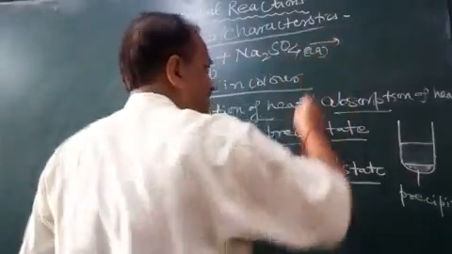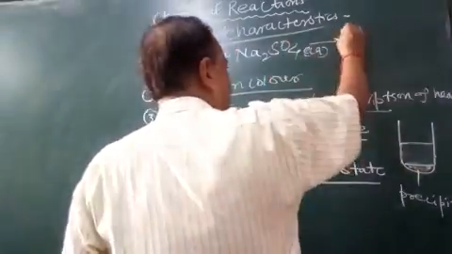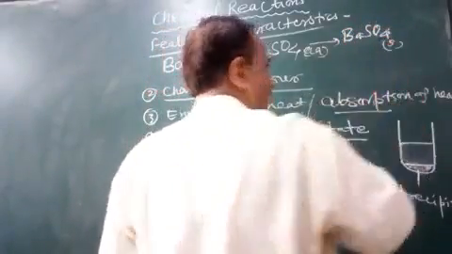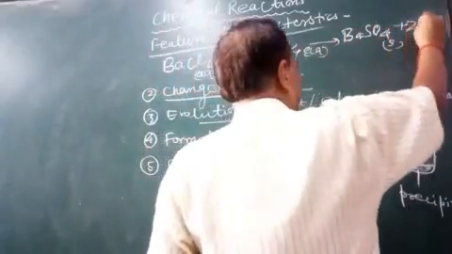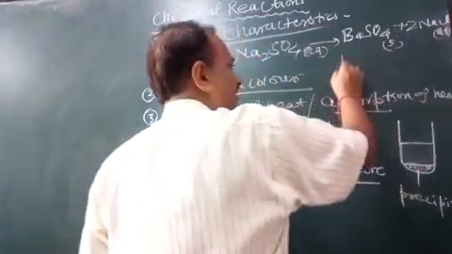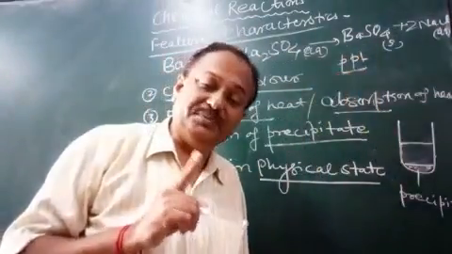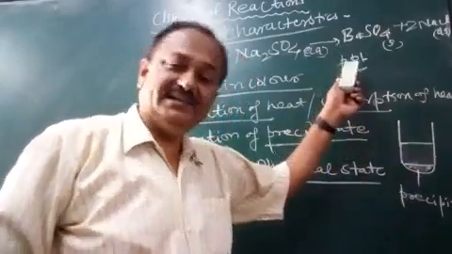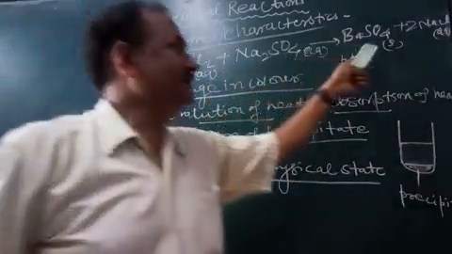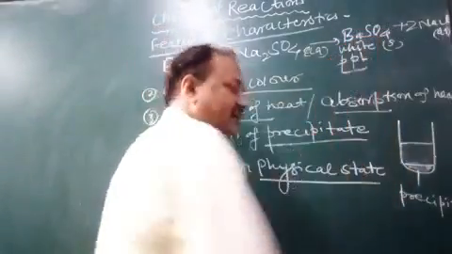aqueous. Both are colorless, and due to reaction there will be formation of BaSO4 solid plus 2NaCl aqueous. So here this is the PPT. In short, we write PPT for precipitate. It is white in color. So colorless, this is colorless, and here it is white PPT.